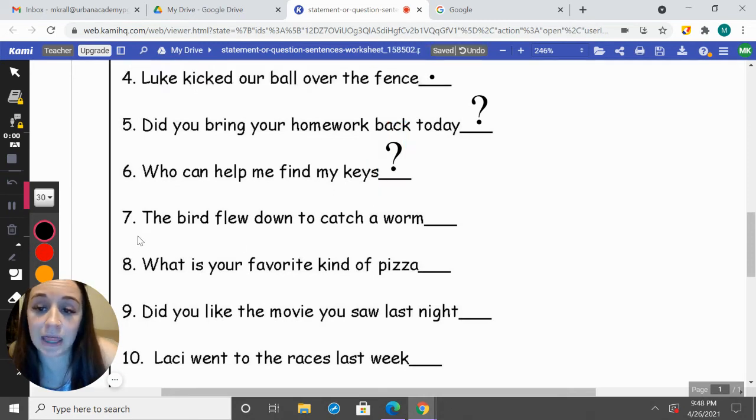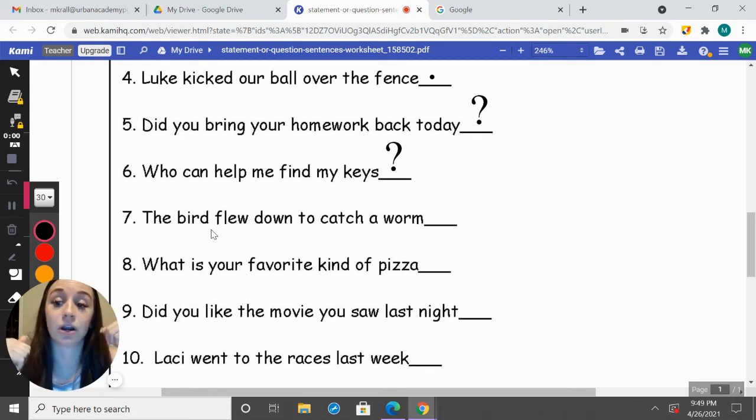Number 7. The bird flew down to catch a worm. This sentence has a capital letter at the beginning. It's a complete thought. Now let's add our punctuation. But in order to add our punctuation, we need to decide if it's a statement or a question. Does this sentence tell us something or does it ask us something? I want you to go ahead and yell out if it's a statement or a question. What's your answer? Yell it out.